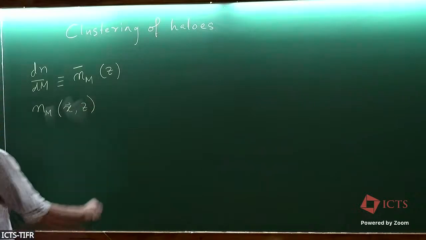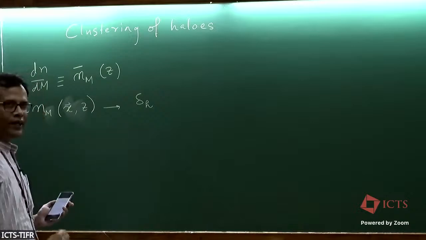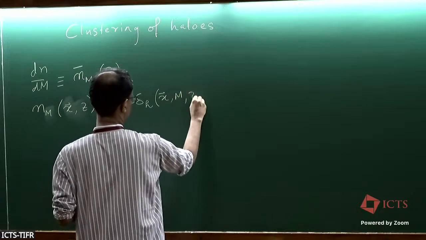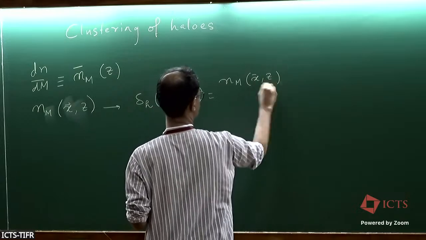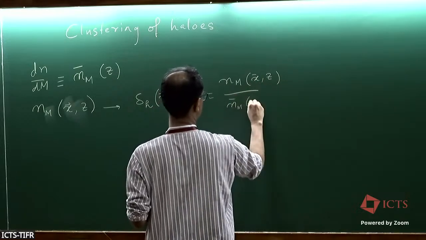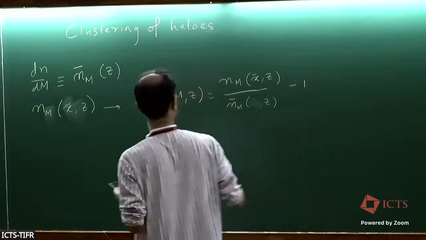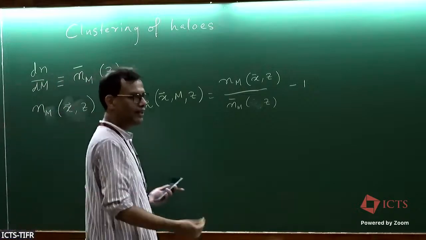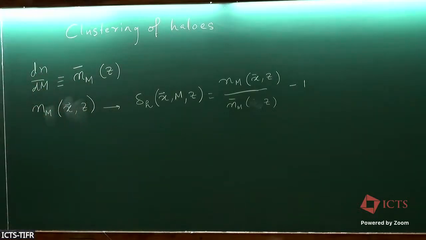And through that, calculate the contrast in halos, which can be a function of x, m, and z. That is this quantity n_m(x,z) divided by n_m bar(z), minus 1. Sorry, there is no x in the denominator. Now if I just calculate the 2-point correlation function of this quantity, that will tell me how the halos are clustered. In particular, I can even do the clustering as a function of mass.